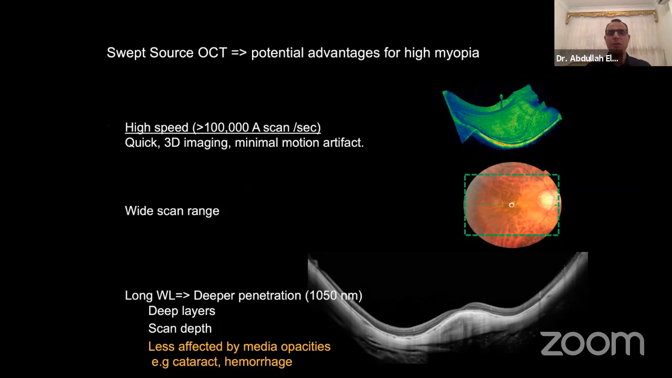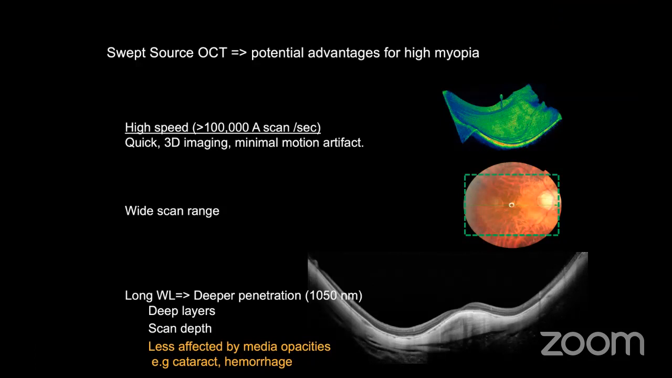For example, if I suspect a CNV, I may further do an OCT angiography. I generally prefer swept source OCT when I image highly myopic patients. It has some advantages, particularly in high myopia. One important thing is that it's very quick, and the other thing is that it provides us with a wide scan range, so we can image the area of the staphyloma as well as the area beyond the staphyloma. However, the main advantage of the swept source is that it uses long wavelengths, so it has a deeper penetration. So if we are planning to look at the deeper layers of the eye, like the choroid or the sclera, it has some potential advantages for that. Another advantage is that it is less affected by media opacities like cataracts or hemorrhage and so on.